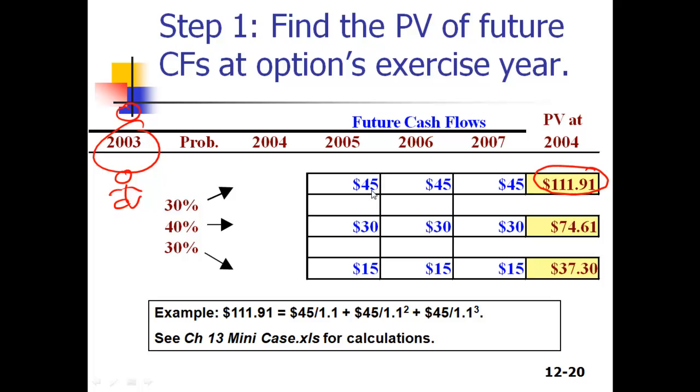This is the present value at what point? So this is saying that the present value of these cash flows in 2004 is 111.9. What does this represent? This is the present value at the 40% probability that we have this cash flow. And then what's this number, 37? At low demand. So if there's low demand, then the underlying will be worth only 37.